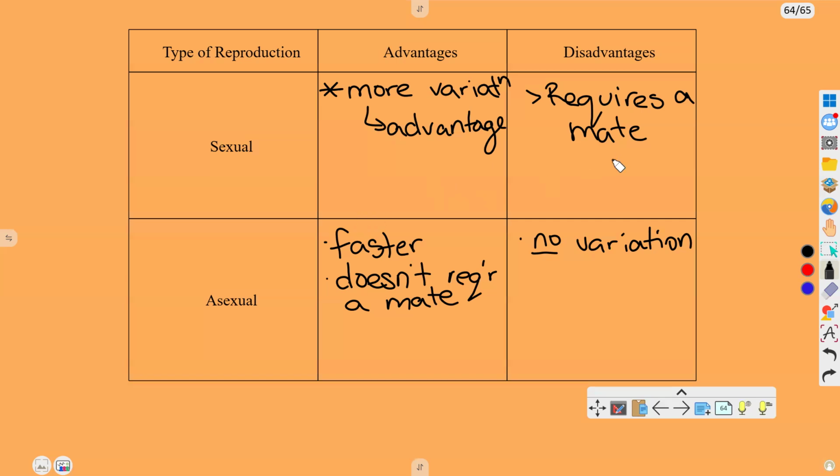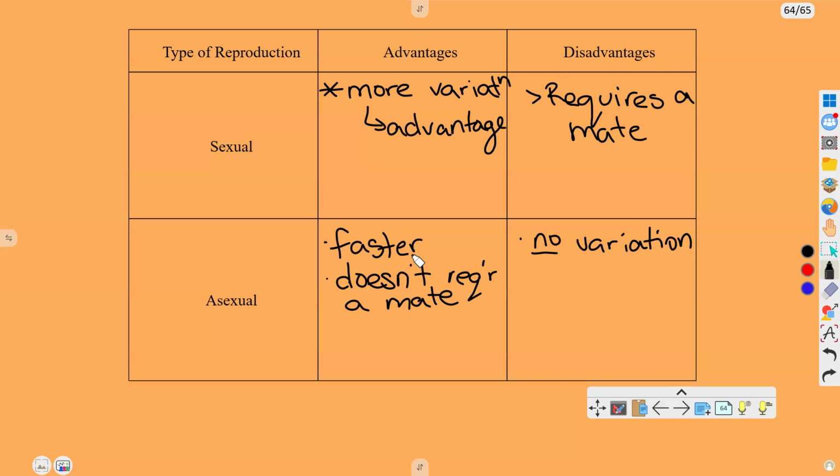However, the downside is you need a mate. Now, in the case of flowering plants, you are your own mate. The plant can produce male and female sex cells, and they can fertilize themselves. There are some species of insects and reptiles where you can produce offspring without having a mate, and it's still a form of sexual reproduction. But most of the time it requires a mate. This is a big thing.